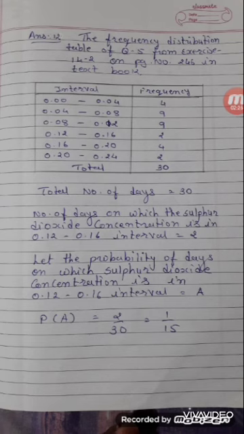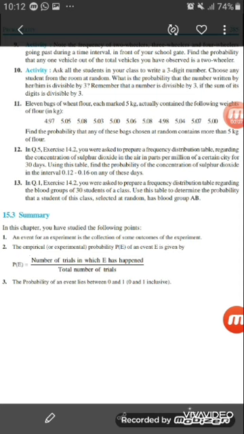Now the last question of this exercise, question number 13. In question number 1, exercise 14.2, you were asked to prepare a frequency distribution table regarding the blood groups of 30 students of a class. Use this table to determine the probability that a student of this class selected at random has blood group AB. So first we prepare a distribution table and then we write the answer.